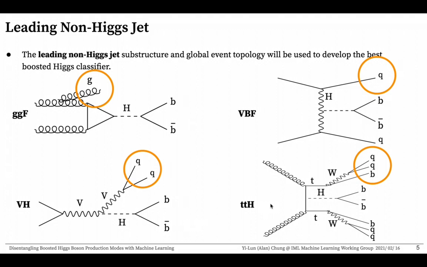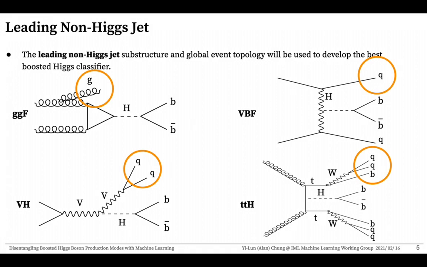In the ttH case, the ttbar is produced in pair with the Higgs boson, where the Higgs boson decays to b bbar. Top quark can decay to a W boson with a b jet, and W further decays to q qbar. The ttH process contains the largest number of quarks and b jets. The goal of the study is to investigate the dataset to develop the best classifier to distinguish each of the 4 processes.